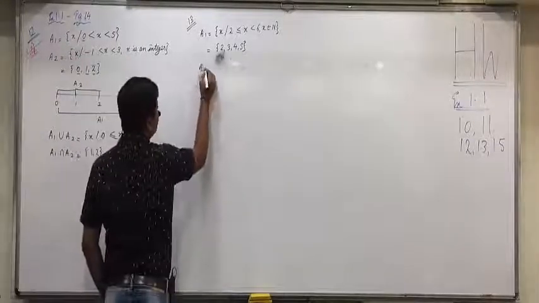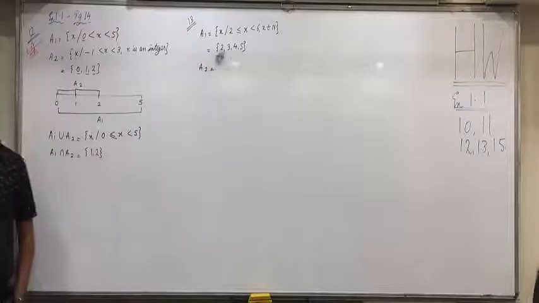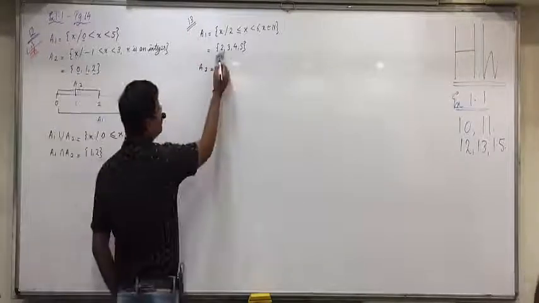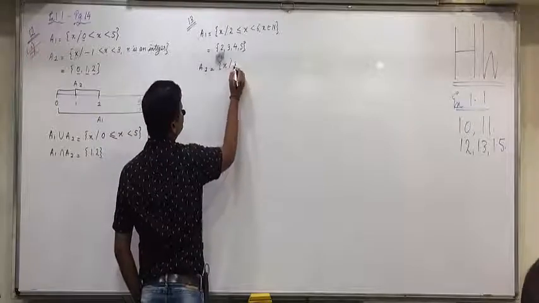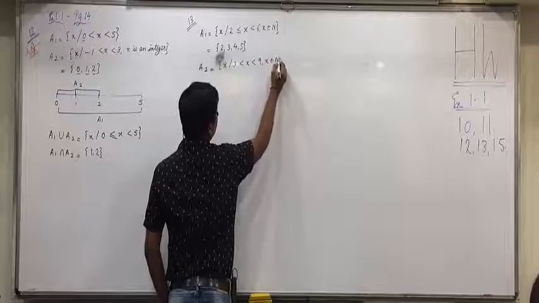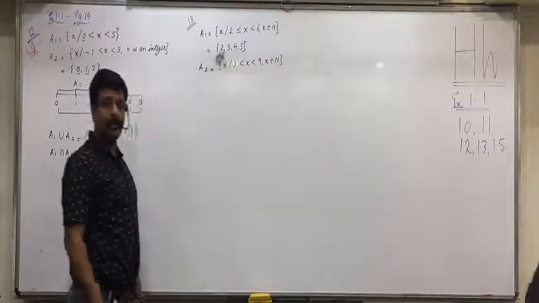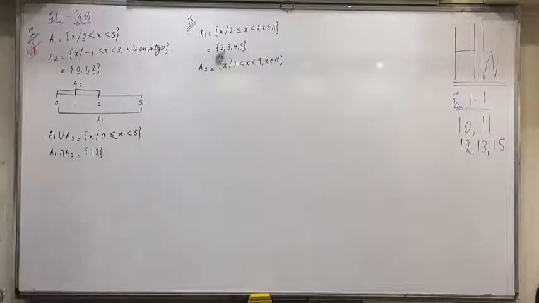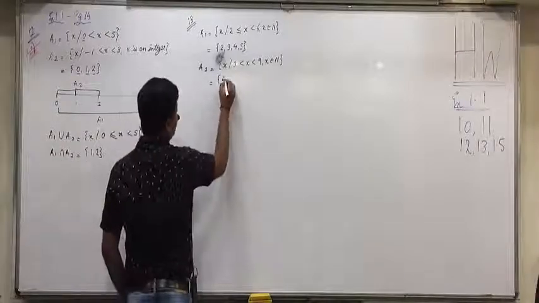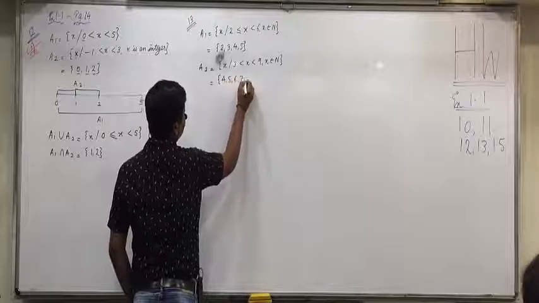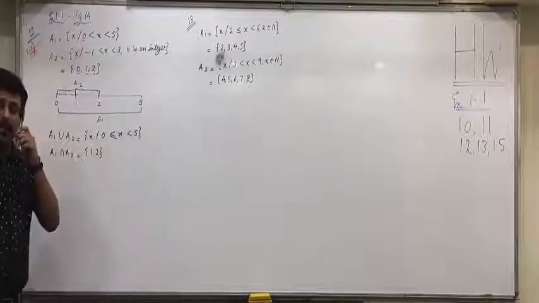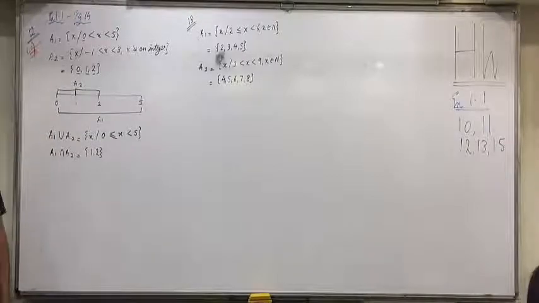Same way now, A2. X such that 3 less than X less than 9. And again it is given X belongs to N. So what will A2 include? 4, 5, 6, 7, 8. Equal to sign is not there anyway, so 3 and 9 are not included. Between 3 and 9, 4, 5, 6, 7, 8.